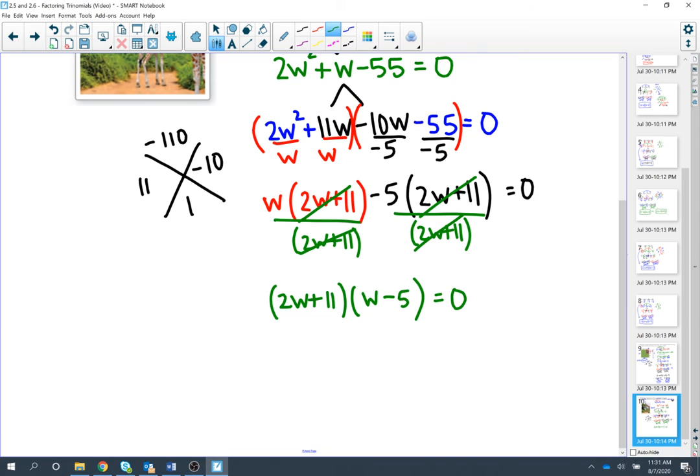Well, I don't know. That's not a width. That's a factored polynomial. So we have to solve it. Solve for w. Now we have our product. We have our 0. Zero product property, 2w plus 11 equals 0. W minus 5 equals 0. First equation, I'm going to subtract 11. So 2w equals negative 11.